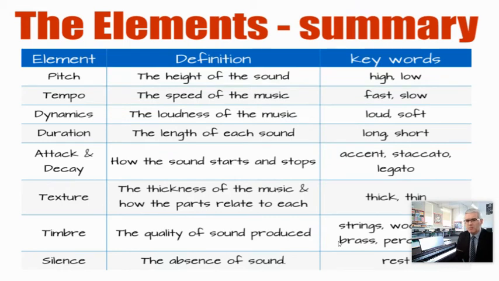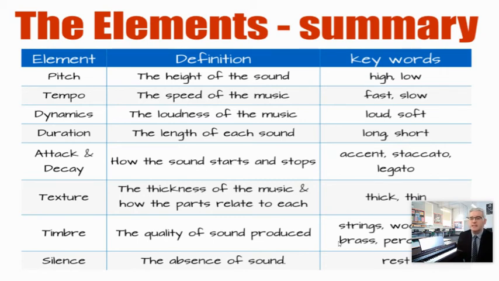So here's a summary of our elements of music. We have pitch, which is the highness or the lowness of the sound. Tempo, the speed of the music, i.e. fast, slow, or in the middle. Dynamics is our volume. We can say loud or soft, and we can use some of our Italian words. Remember, piano, forte. We've got duration, it's the length of each sound.